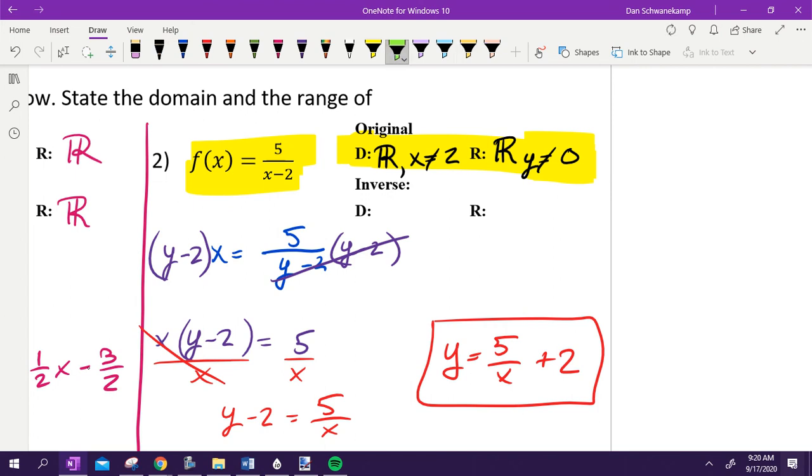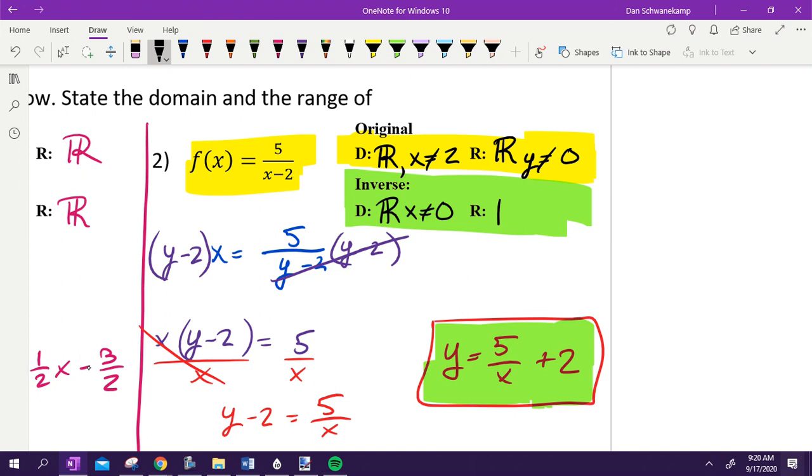Now let's look at this inverse function. Okay, so now we're doing this part. We're looking at this guy. My domain, all real numbers. But my x cannot be 0. Because if I had 0 in here for x, that'd be bad. My range is all real numbers. But y cannot be 2. Y cannot be 2. What is the horizontal asymptote going to be on this guy? 5 over x. What can I not get for my y value?